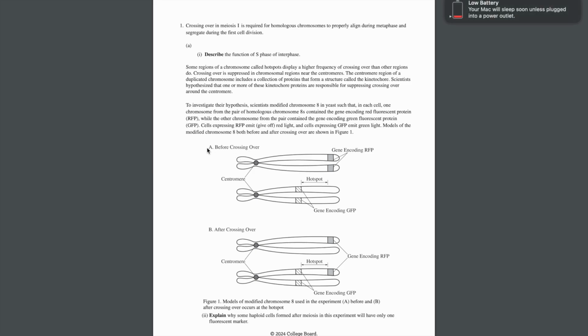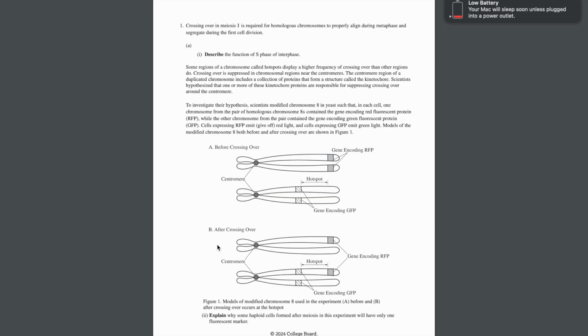So looking at the diagram, A in figure 1 shows before crossing over, and you see here that the centromere is here. It's really just where the sister chromatids link together. And right here we are showing the gene that's encoding RFP, the red light emitting protein, while this one is encoding GFP, the green light emitting protein. So right here we see the hotspot between the two genes.